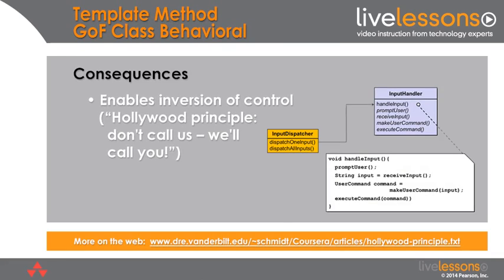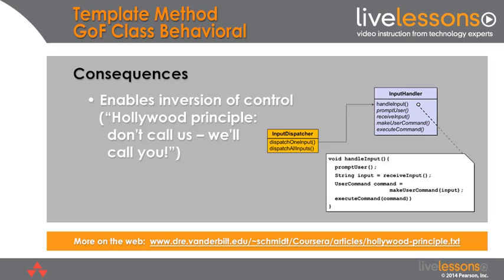Now that we're done looking at that code, let's go ahead and talk about some of the consequences of applying this pattern. Template method has a number of benefits. One of the nice things it does is it enables inversion of control, which is crucial for frameworks which want to own the event loop and call back to registered objects or services or handlers when interesting things occur. Inversion of control is often referred to as the Hollywood principle, which says, don't call us, we'll call you. And you can see here how our implementation uses this to drive the main event loop. We have an input dispatcher, which dispatches one input or all inputs, and that ends up calling back to handle input, which in turn is the template method that calls the various hook methods to carry out the processing steps.